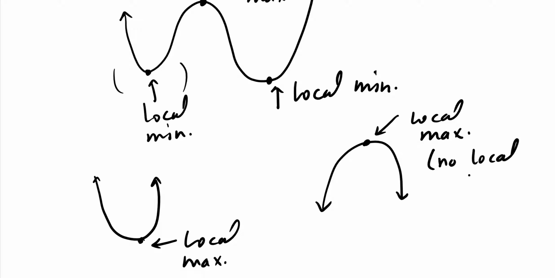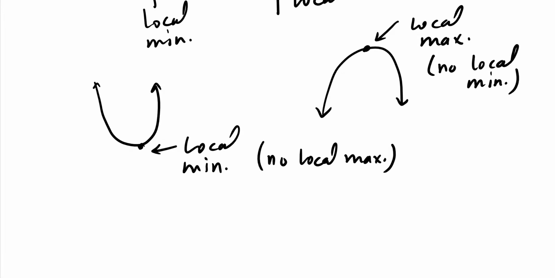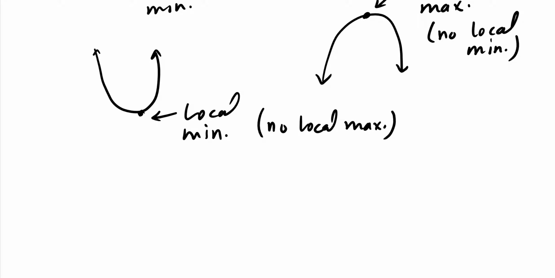Here, oh sorry, this is a local min, no local max. So it can have 2, 3, 4 of each one of them, or just one of them, either local min or local max. So that's what local means. And when we finish the next point, you get the big picture of how you differentiate between all of this and how we find them.